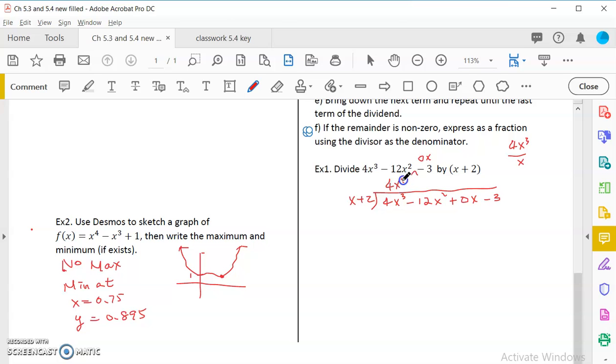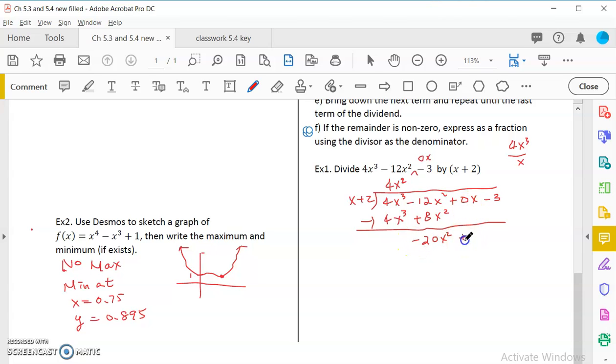Then I need to multiply this 4x squared by the whole divisor and put it at the bottom. So x times 4x squared is 4x cubed. This would always work because you just divide, so when you multiply back, it's exactly what you have. And I would have 8x squared. Multiply, subtract, just like when you do long division. So I have negative 12x squared minus 8x squared, so it would be negative 20x squared.